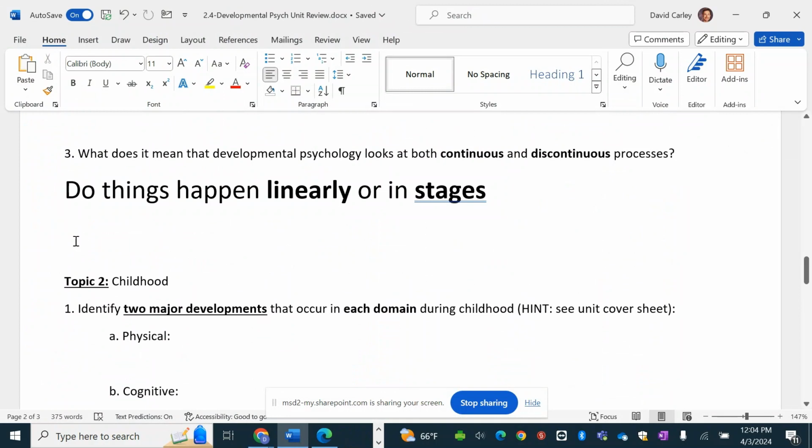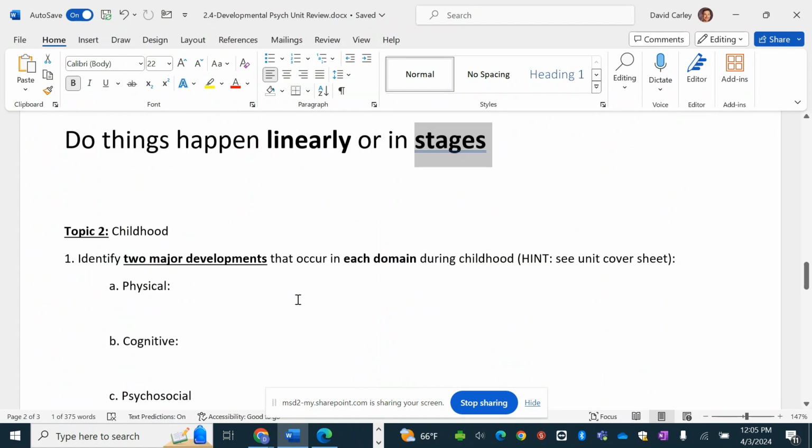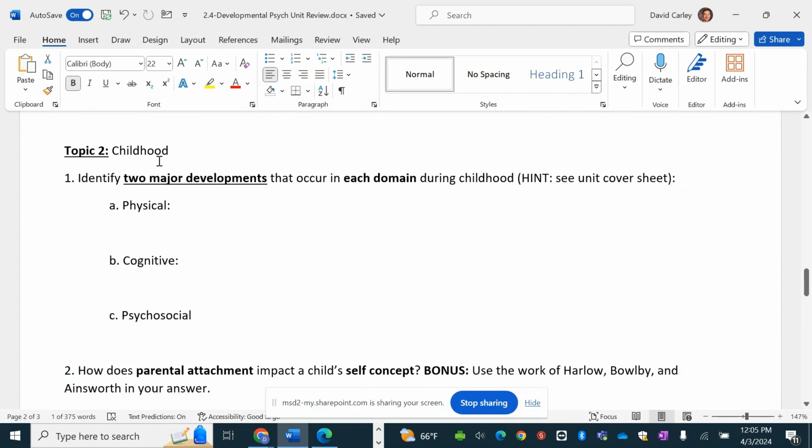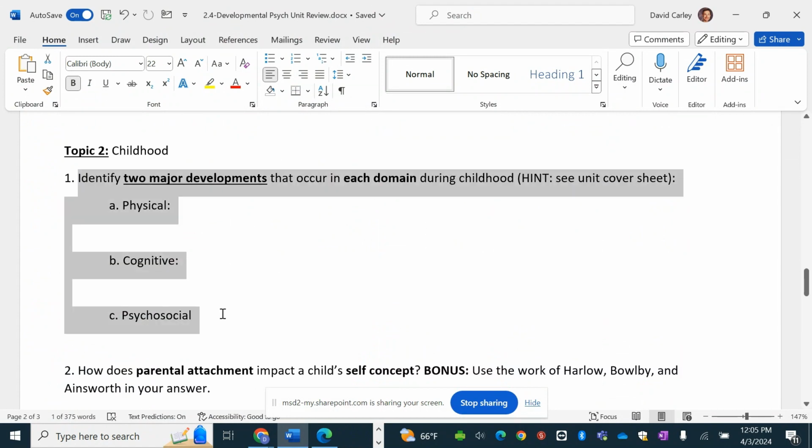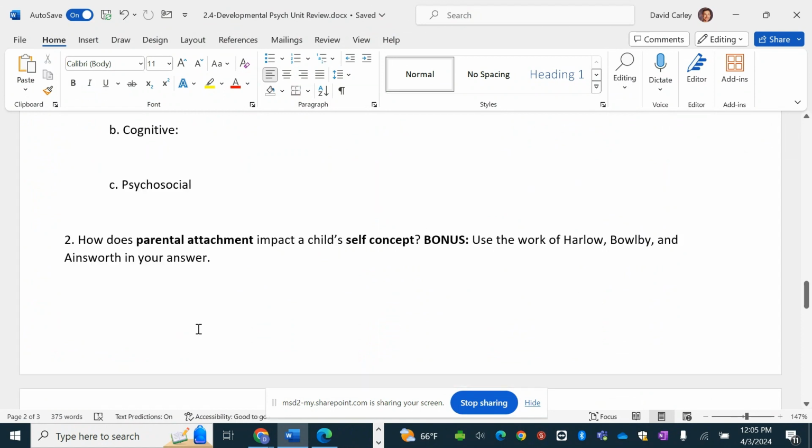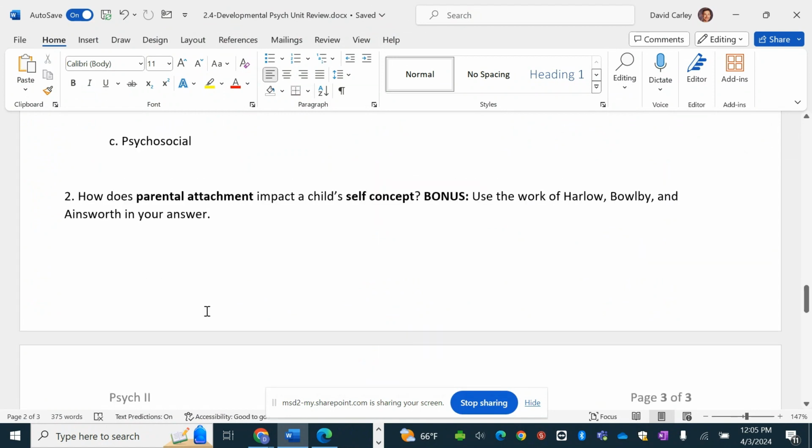But from the theoretical standpoint, we're just looking at whether it is happening linearly or in stages. Most of these happen in stages: Piaget, Erikson, Kohlberg's theory of moral development, things like that. I feel like this is a pretty easy thing to do from your unit cover sheet in your notes, so I'm not going to do that right now.